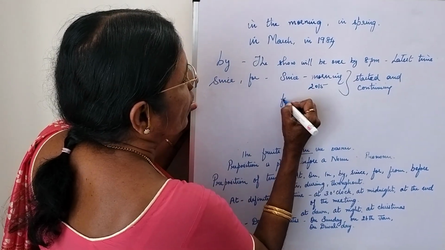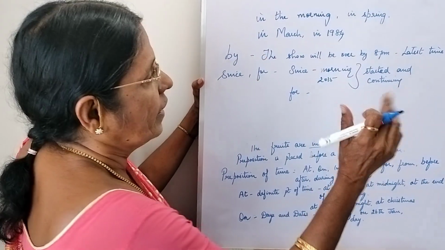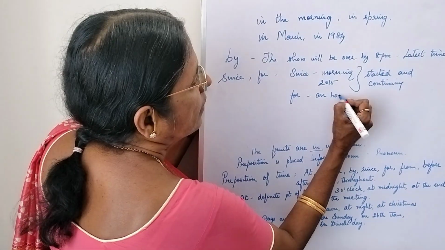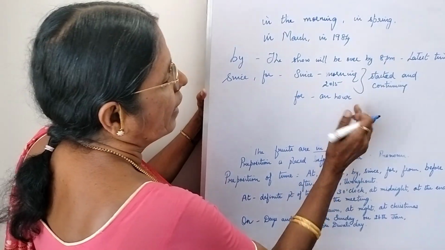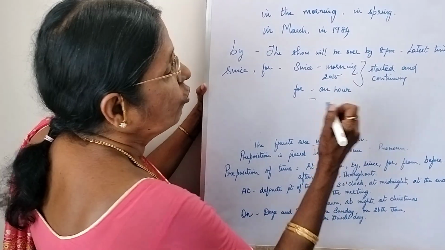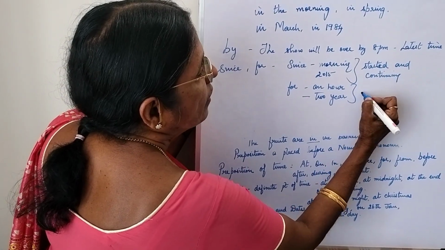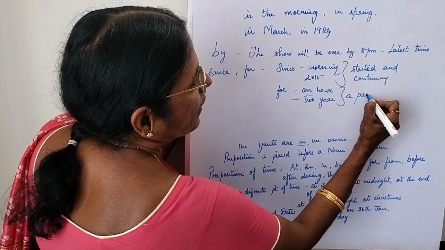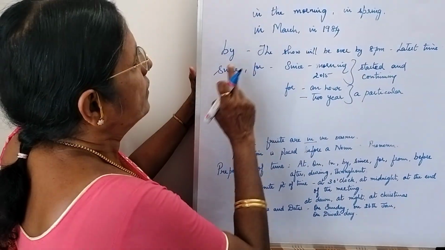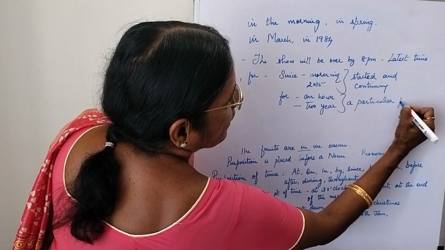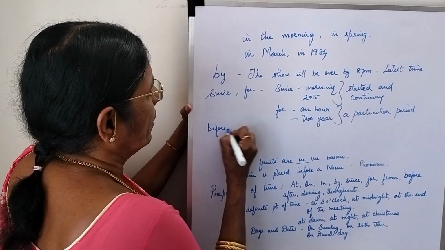How do we use for? For will be used for a particular period. It rained for 1 hour. For an hour it rained. So we say it rained for a particular period, we say an hour. Then I attended that school for 2 years. So here you say a particular period. So you have to be careful in the usage of at and in, then since and for. Okay, particular period.